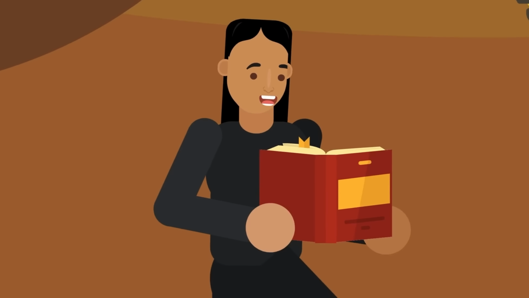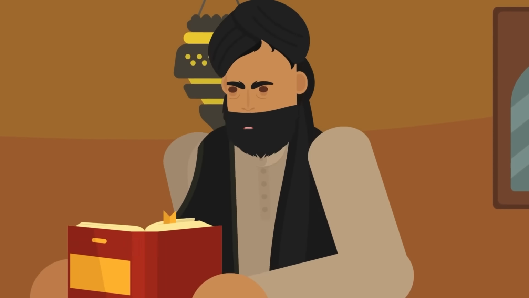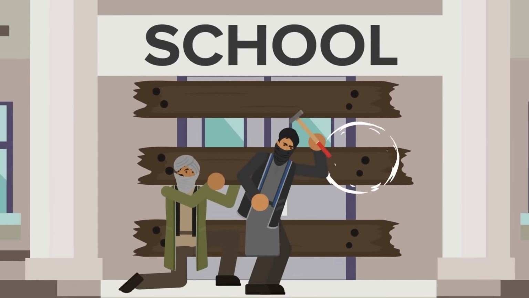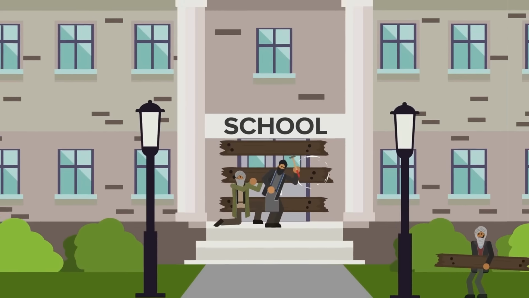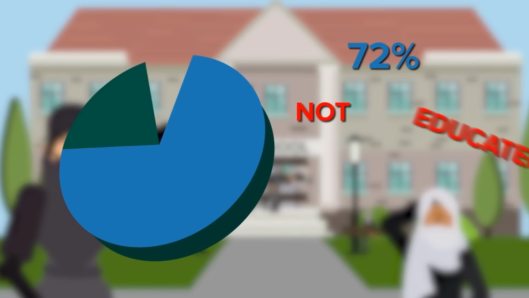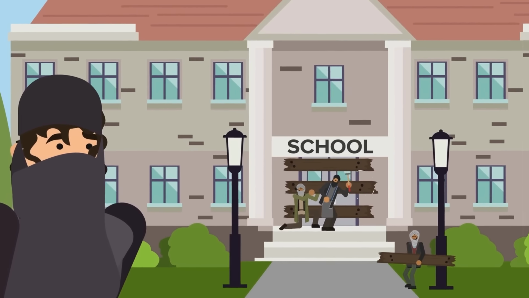It started with a declaration in August 2021 that banned co-education between girls and boys, prohibiting men from teaching girls. But soon after, many girls' schools were closed, and hundreds of female students were banned or expelled from their schools and their universities. One UN study found that 80% of Afghanistan's school-age women and girls are not being educated.